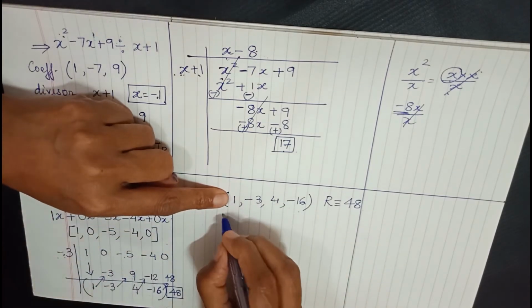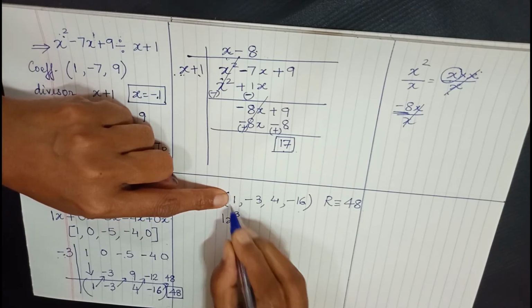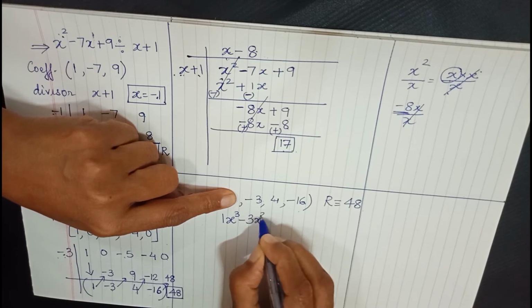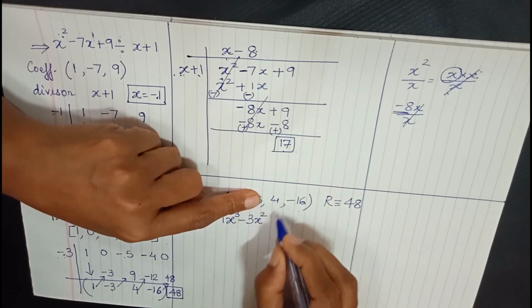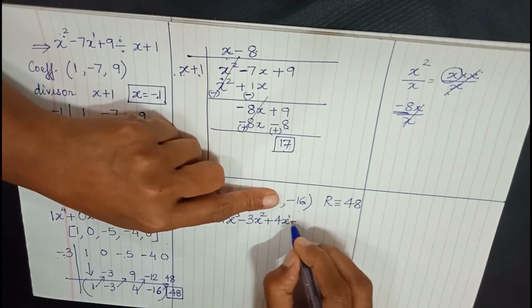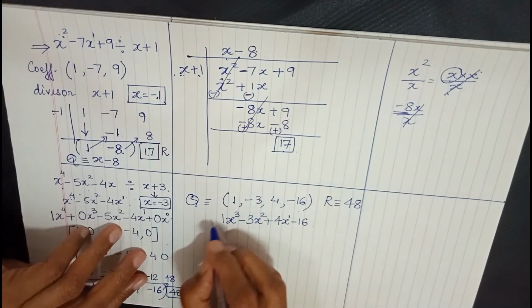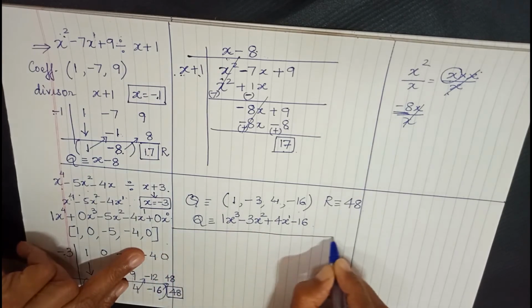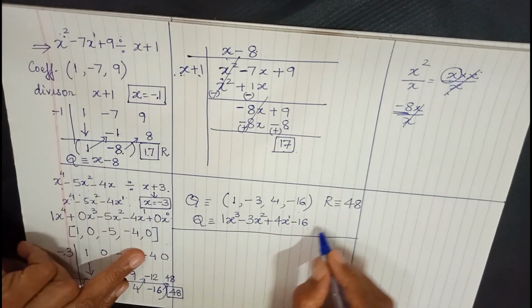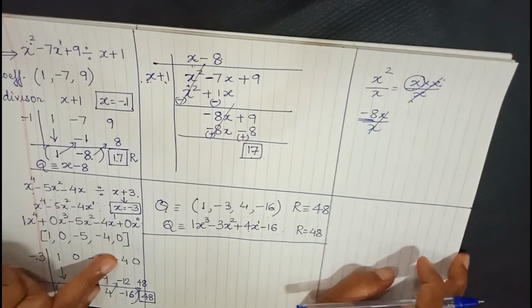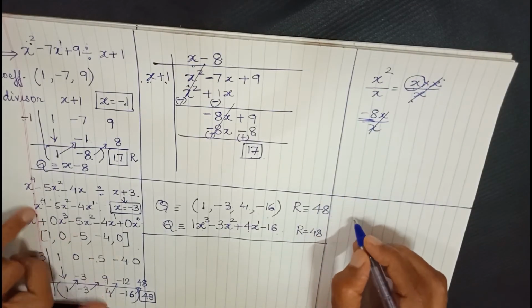So if this is 3 degree, this can be written as x raised to 3. Next, this is 2 degree. So minus 3x raised to 2. This is 1 degree. So 4x raised to 1. And this is 0 degree. So minus 16. So this has become the quotient x cube minus 3x square plus 4x minus 16. And the remainder is 48. Let's verify this using the vertical division.